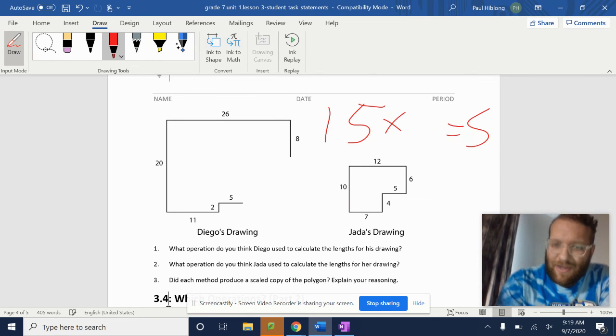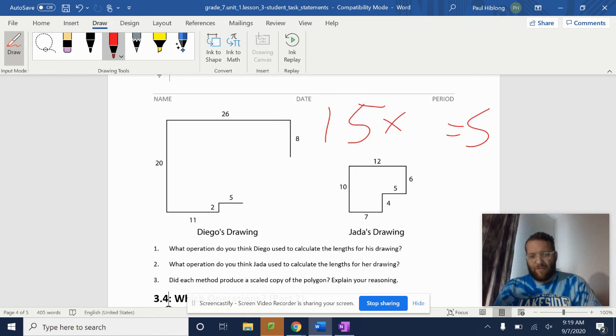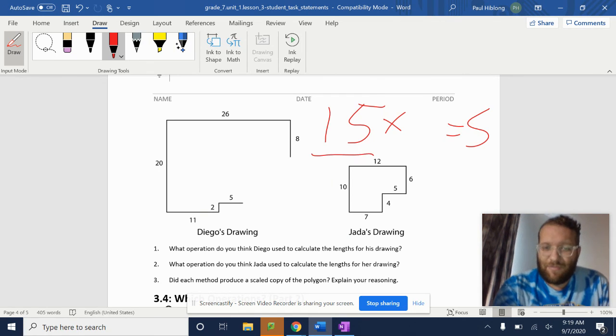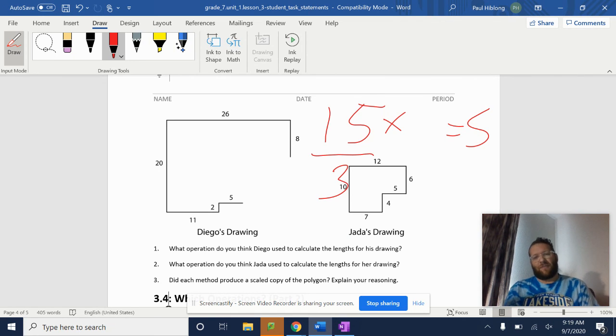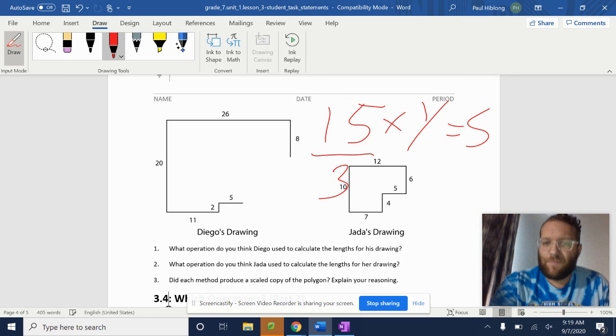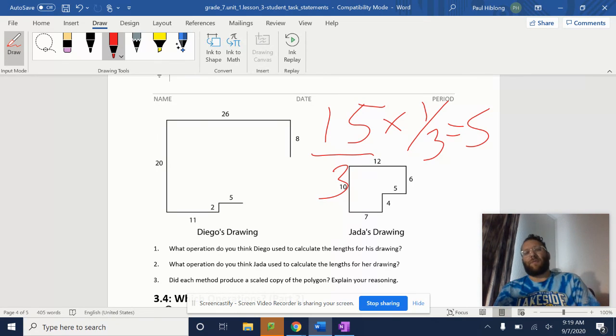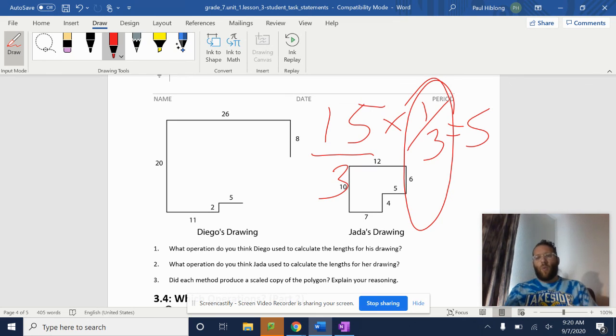So 15 times what equals 5? We've already learned in our first couple units that when you have a larger number going down to a smaller number, we're thinking about this being a division problem, like 15 divided by 3. So we just bring it over, we put 1 over 3, and we get 1/3. So 15 times 1/3, or 1/3 of 15, is 5. Our scale factor would actually be 1/3 instead of 3. Okay, guys, I'm going to stop this video, and I'm going to jump you in on the next one, looking at 3.4.